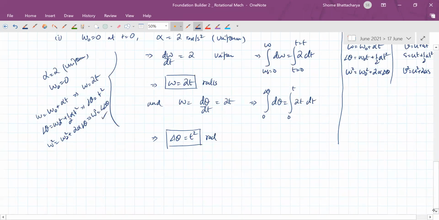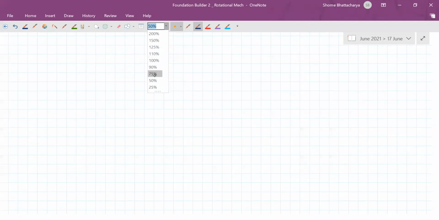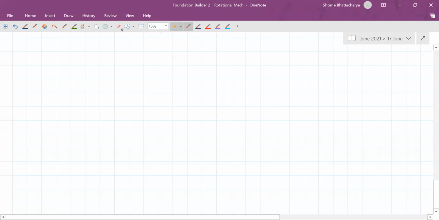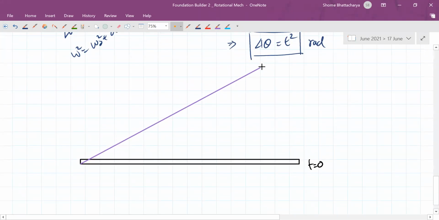Now, once you've got this, we can visualize the motion in the XY plane. Suppose now we take the Z axis coming out. So this was the position of the rod at t equal to 0. And after some time, the rod would have rotated by some angle. Sir, can you scroll up? Yeah, I'll scroll up just a moment. So this is the position at some time t.